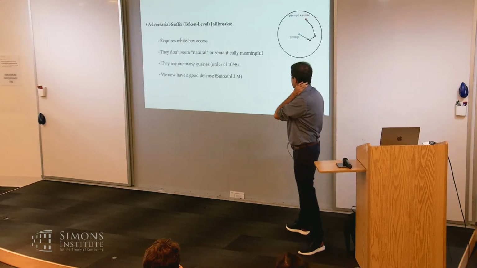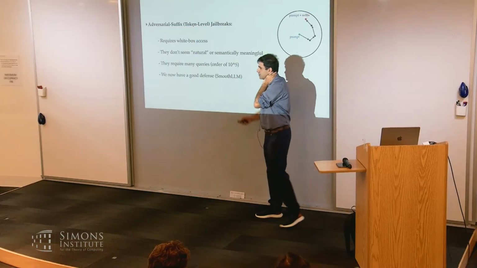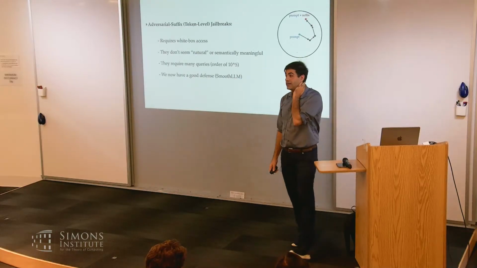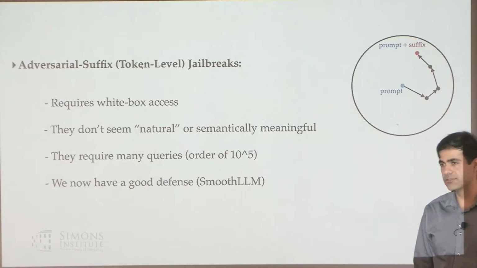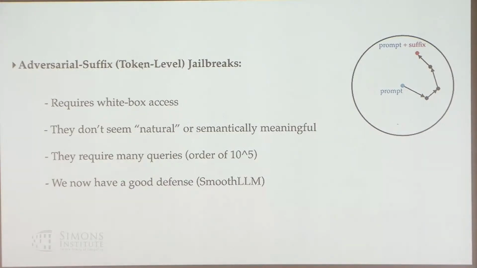All right, and the other maybe limitation of these kinds of approaches is that they require a lot of queries. So GCG for one attack requires on the order of hundreds of thousands of queries from the target model in order to find the string.